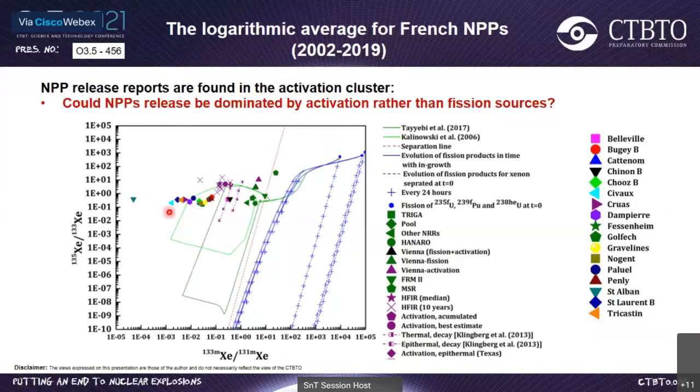So here we added the logarithmic average of annual release data for French nuclear power plants from 2002 to 2019. MPP release reports are found in the activation cluster. Now the question is, could MPP's release be dominated by activation rather than fission sources? We keep this question in mind and continue.